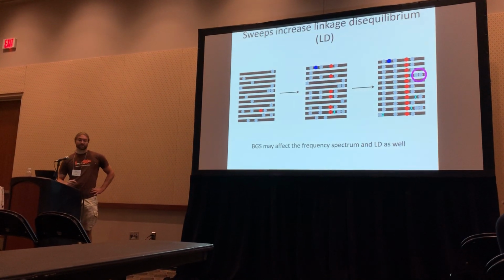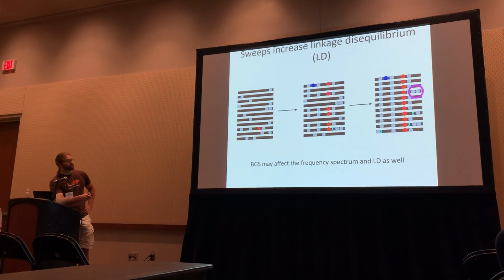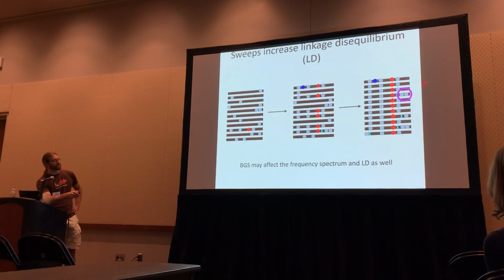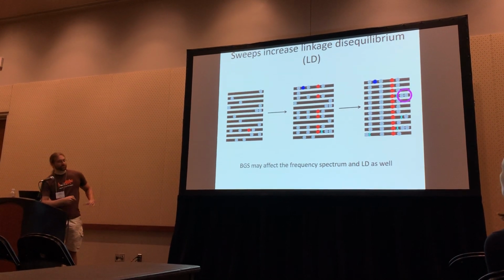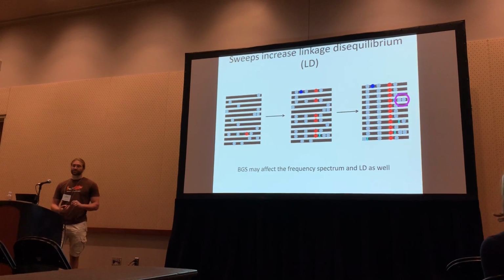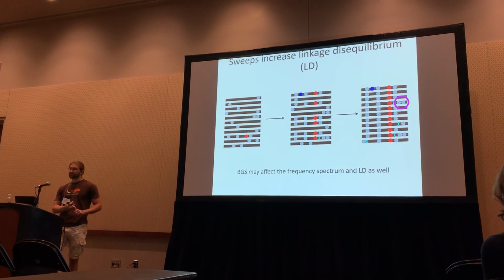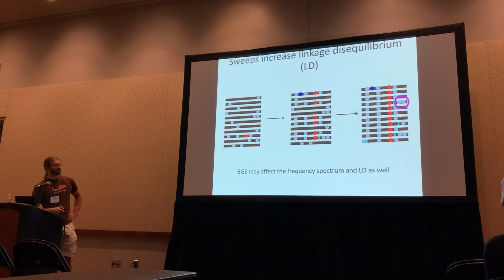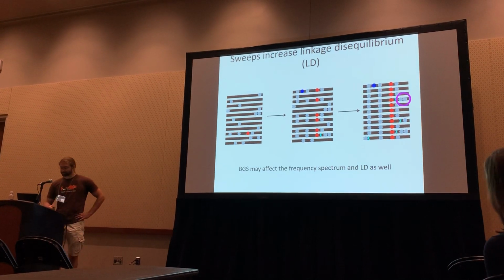This effect will also create an excess of linkage disequilibrium. These gray mutations here show up together, or they're absent together, and that's produced by the hitchhiking effect as well. So we get a reduction in diversity, a skew in the site frequency spectrum, and an increase in linkage disequilibrium. Multiple facets of variation are affected by positive selection. Background selection may affect these things as well.